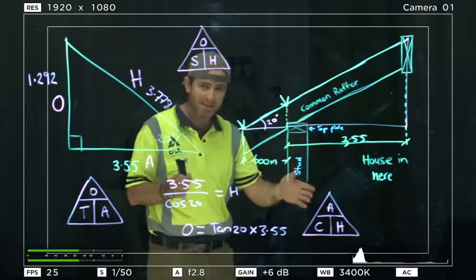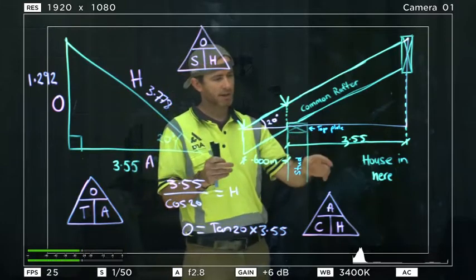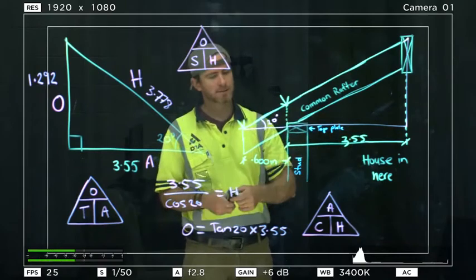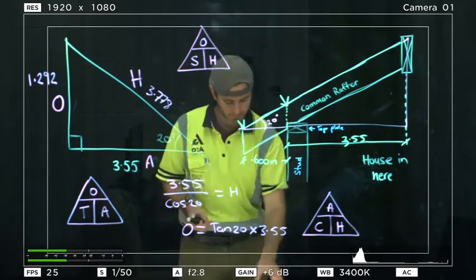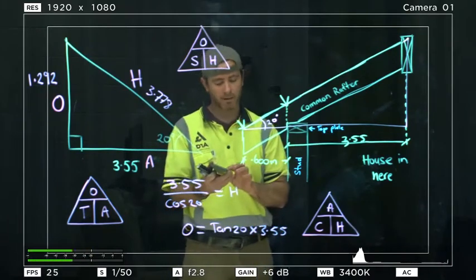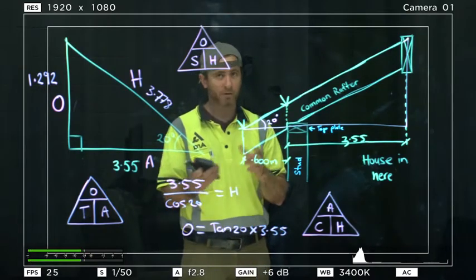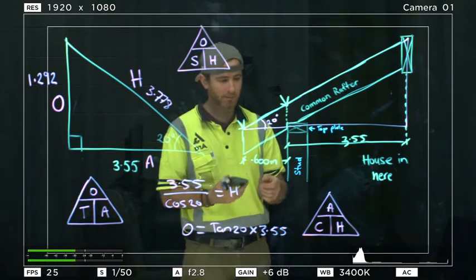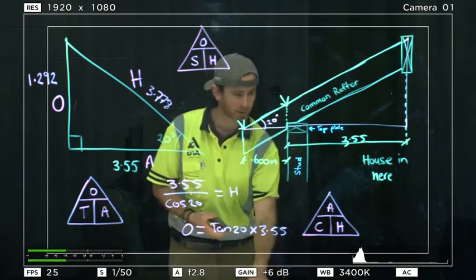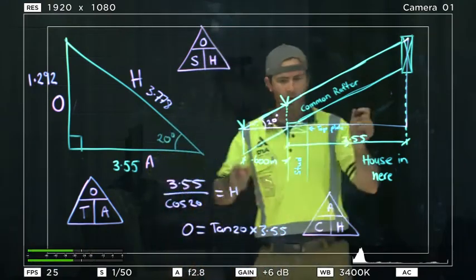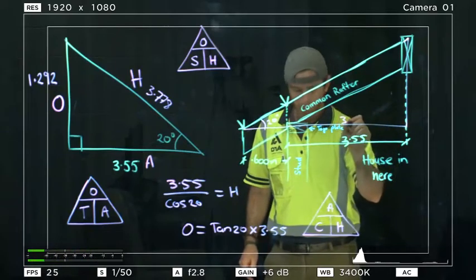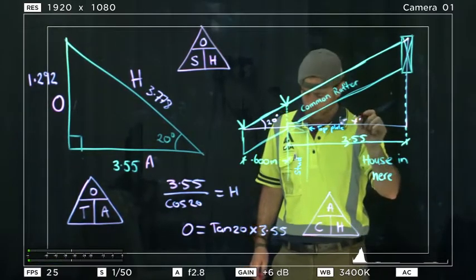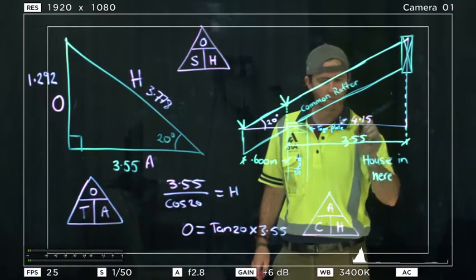Doing some basic addition, we can add these two up. 3.55 plus 0.6. Grab your calculator if you're not quick on the simple addition. 3.55 plus 0.6. Yep, 4.15. Cool. So we have our overall run is 4.15. Cool, and we have 20 degrees.